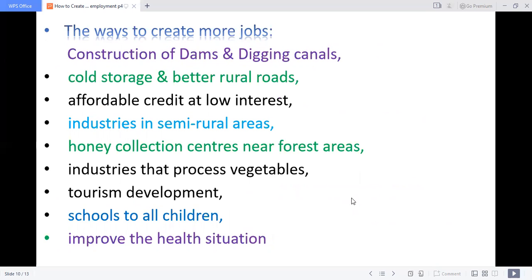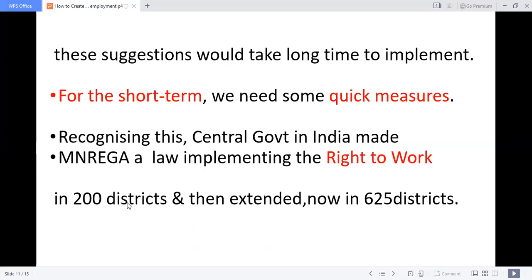Let us consolidate the ways: construction of new dams, digging canals, cold storage and better rural roads, affordable credit at low interest, industries in semi-rural areas, honey collection centers near forest areas, industries that process vegetables, tourism development, schools for all children, and improving the health situation. So you see how many opportunities there are, how many areas in which we can increase employment opportunities.